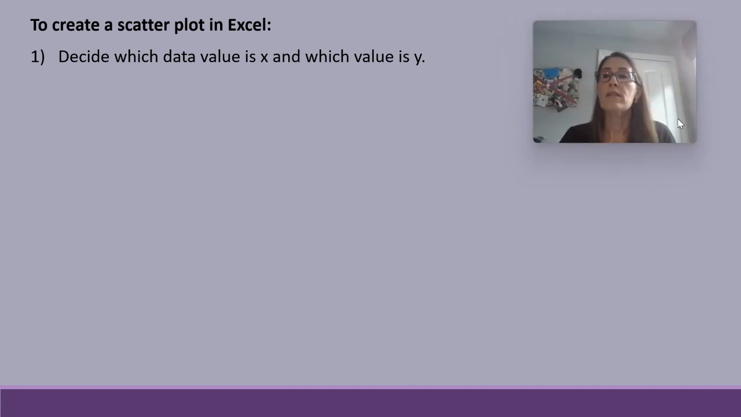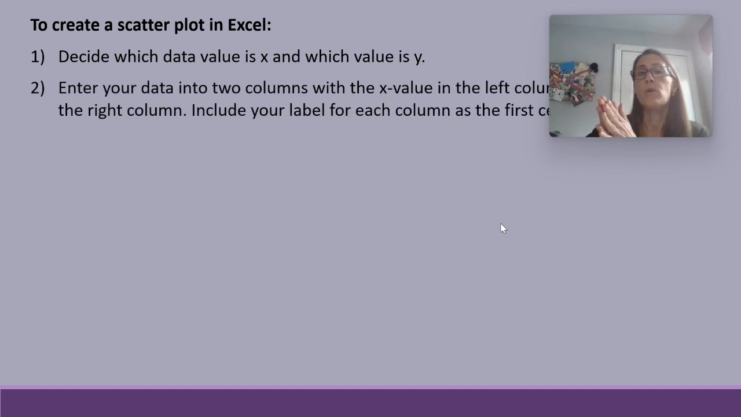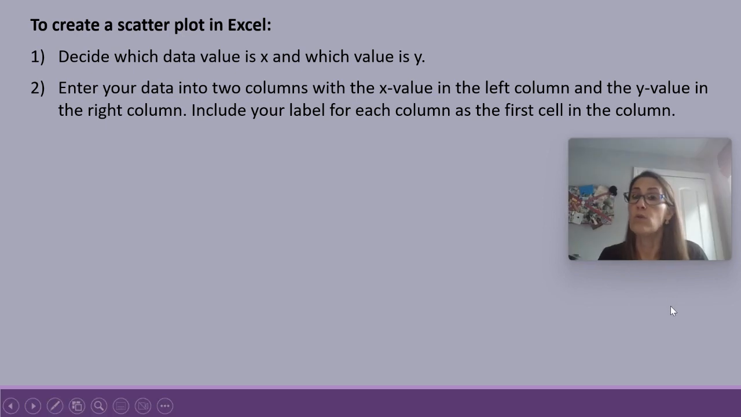If we're going to do this, first you're going to decide which is X and which is Y, because it's really important. You're going to put your data into two columns, and the X value has to go in the left column, and your Y value has to go in the right column. That's how Excel decides what goes horizontally and what goes vertically.